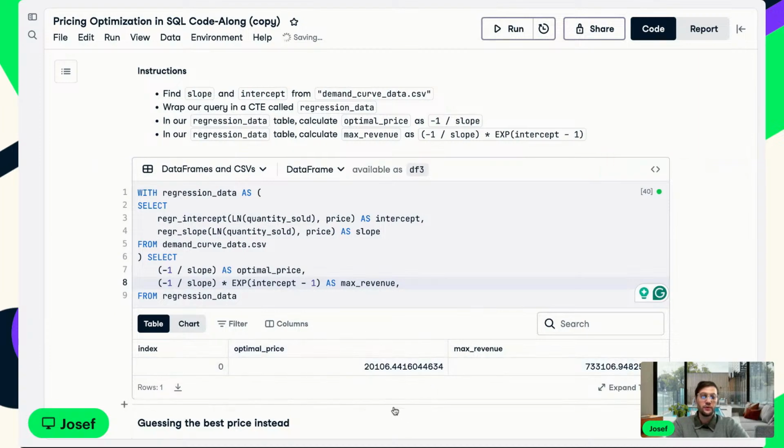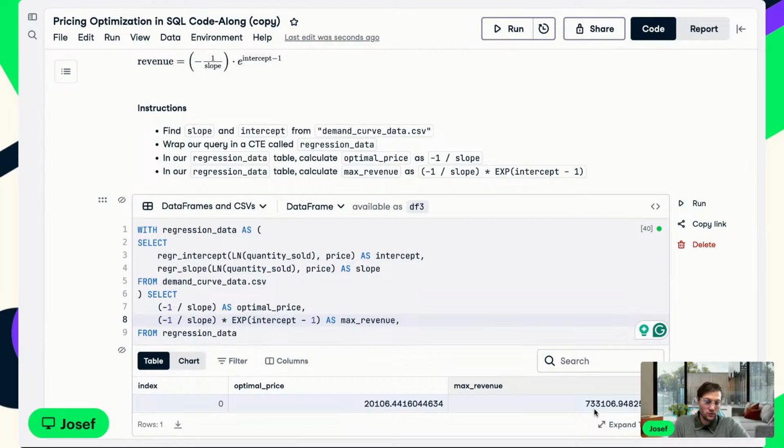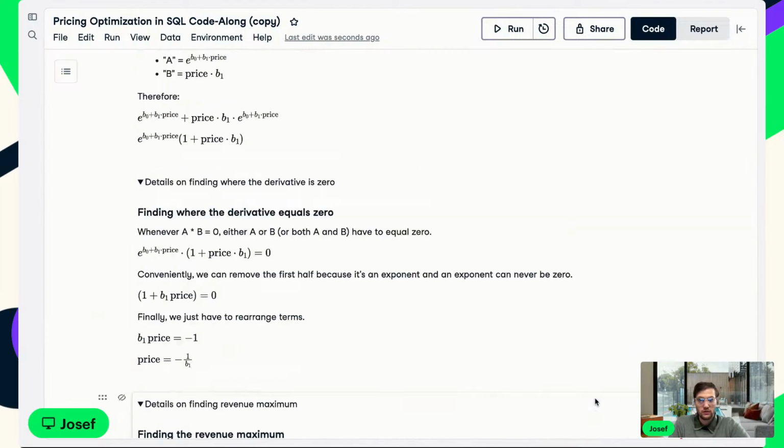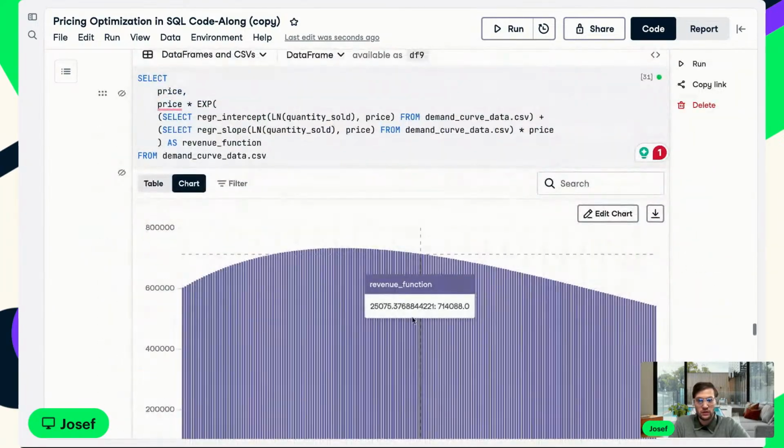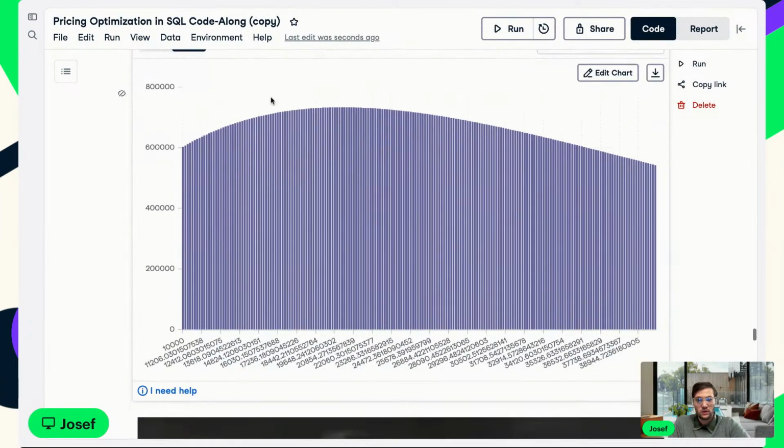Okay, cool. So the optimal price is $20,100. And the associated maximum revenue for that optimal price is going to be $733,100. So let's go back up to our curve and see where $20,100 is, and that seems to check right there at the top. That is the best price you can come up with for your products to maximize overall revenue in the long run.